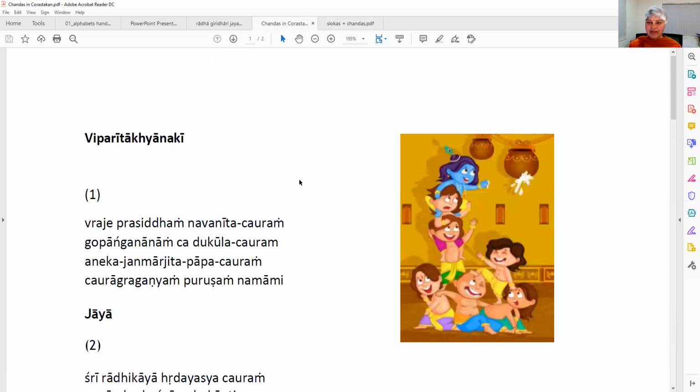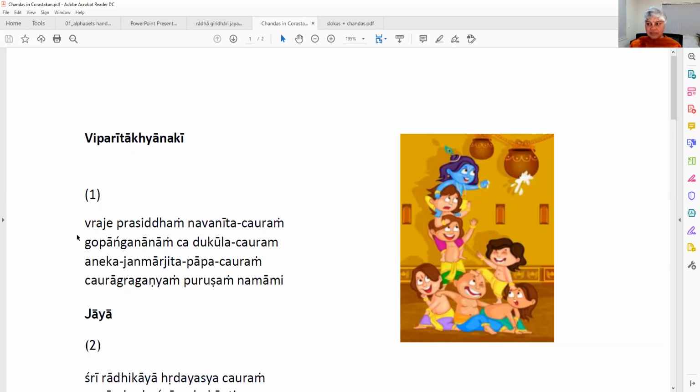So remember last time we said that the first verse is in a meter called Viparitakhyanaki. Viparita means opposite. Akhyanaki means narration or story. So the first verse is telling us a story which is contradictory. So what does the first verse say? Navanita chauram cha gopangananam cha dukula chauram aneka janmarjita papa chauram chauragraganyam purusham namami.